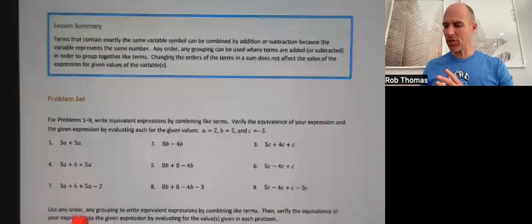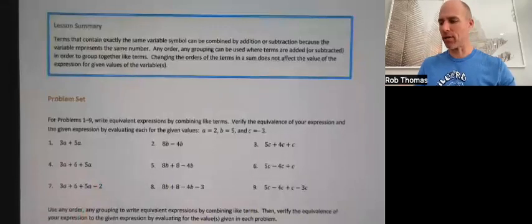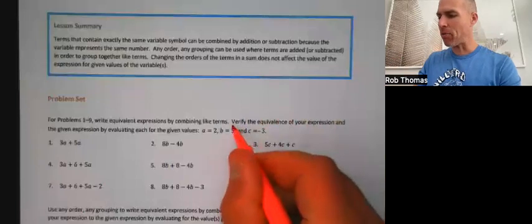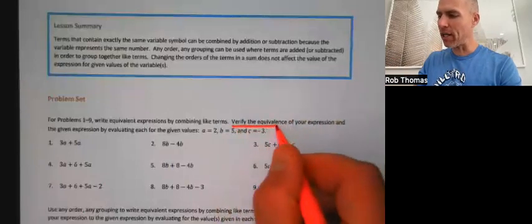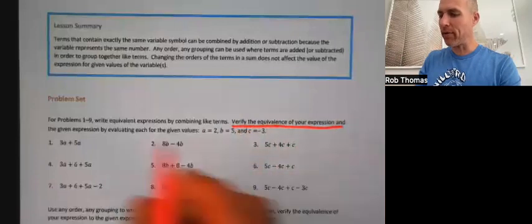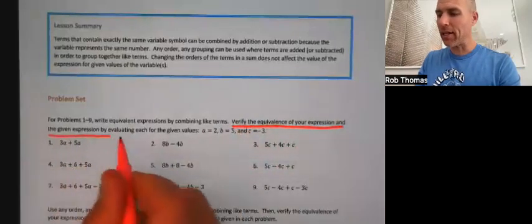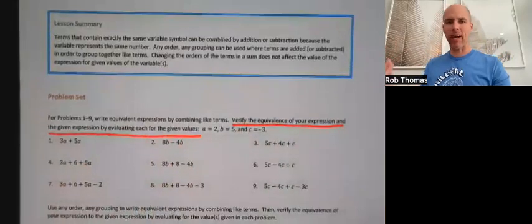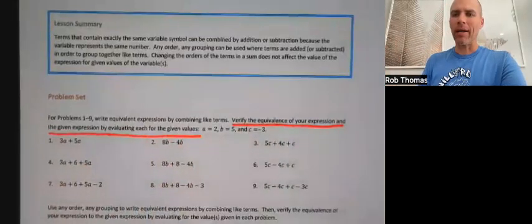So the idea here is just combining the like terms, and we've got variable terms and numerical or constant terms. But the thing that makes this assignment a little bit tough and tricky, and often students don't understand what they're supposed to be doing, is this part in the instructions where it says verify the equivalence of your expression and the given expression by evaluating each for the given values. And then they tell you a is 2, b is 5, c is -3. Let me show you what they mean by that.